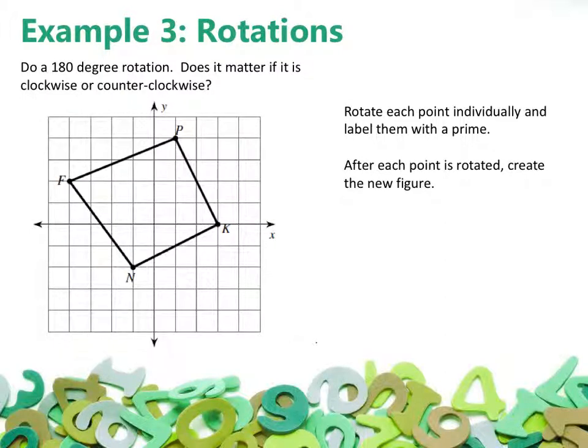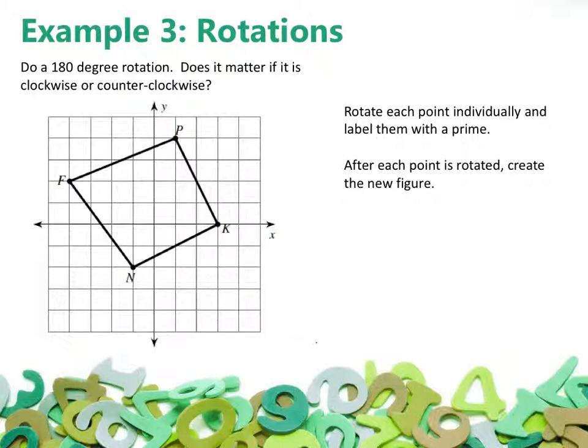In this example, we will look at a 180-degree rotation. The question stated at the top asks if it matters if it's clockwise or counterclockwise. Since a 180-degree rotation is the direct opposite, it does not matter which direction it is. Just like previously, we're going to rotate each point individually and label them with a prime. And then, after each point is rotated, we will create a new figure.